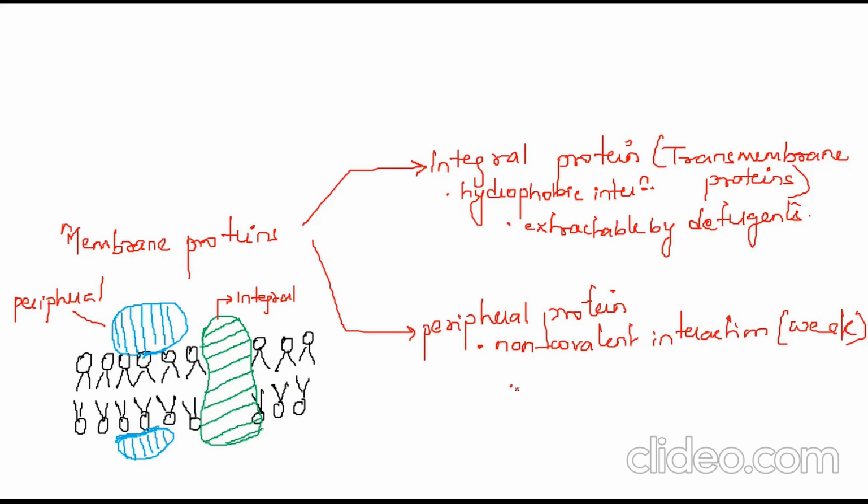So by just changing the pH, we can extract the peripheral protein. Okay, so it is extractable by changing the pH only. Since there is a loose bond between the peripheral protein and the lipid bilayer, it can be extracted by changing the pH.